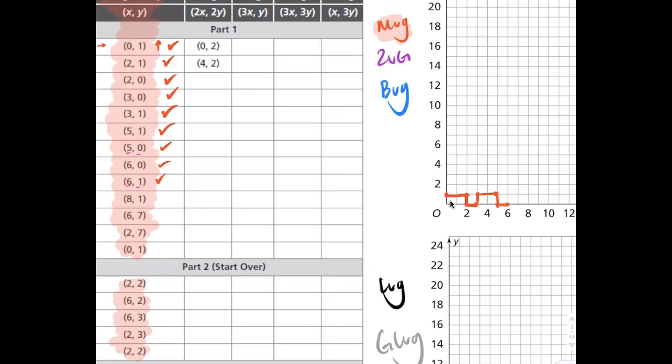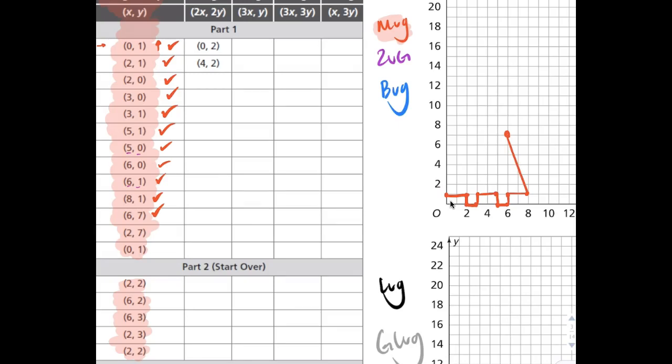6, 1 goes up. 8, 1 goes to the right all the way, 8 and 1 space over. 6, 7, cross right there. So I'm going to have a dot at that point, but I'm not going to use these lines. I'm just trying to find that point. And then I'll connect these 2 points together.